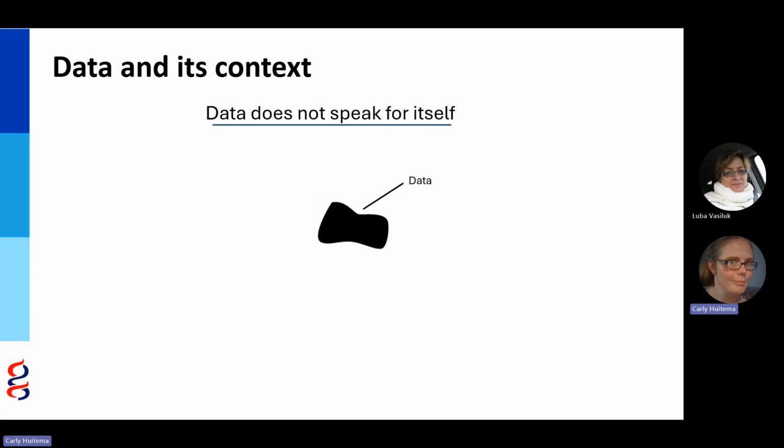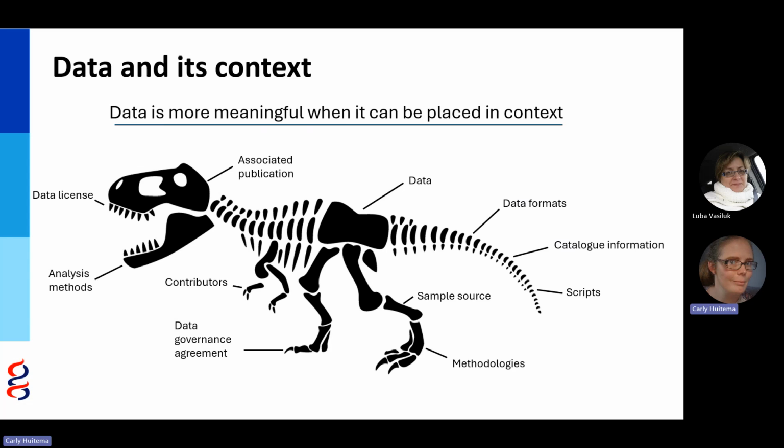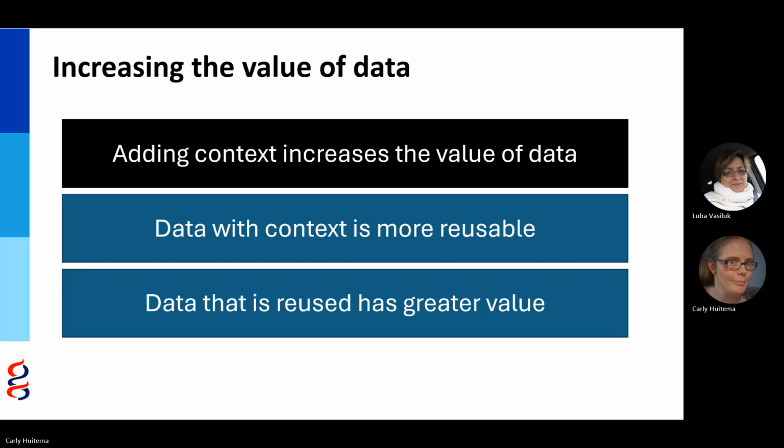So, data in its context. We all know data does not speak for itself, because it's more meaningful when you can actually place your data in context. This is things like your analysis methods, the associated publications, the formats, the cataloging information, the schemas which are describing your data, etc. And by adding context, we're increasing the value of data. We're going to be adding context that makes data more reusable. And when data is more reusable, it has more value because it has the opportunity of being reused.